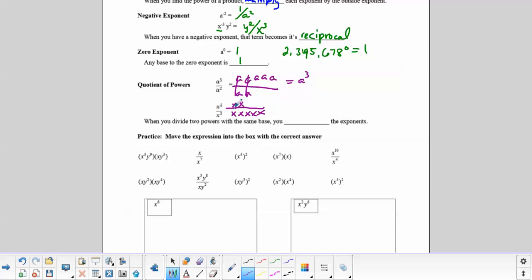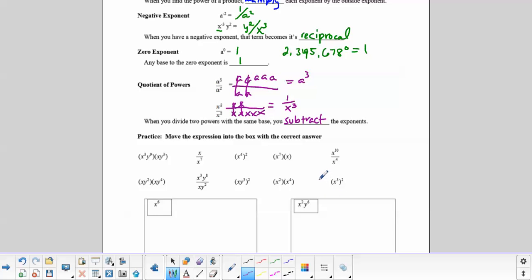Okay, so I can see these cancel, and I have x to the 3rd, but notice it's in the denominator. So that's going to be 1 over x to the 3rd. You can see 5 and 2 gives me 3. It's just where your exponent is larger, that's where your answer ends up. So in the first one, the larger exponent's on the numerator, so your answer is in the numerator. And in the second one, the larger exponent's in the denominator, so your answer is in the denominator. And you end up subtracting your exponents when it's a division problem.